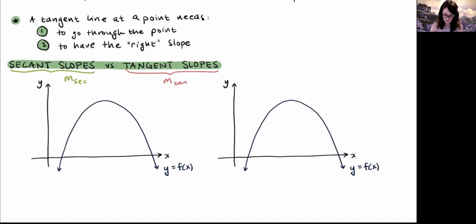Okay, so on the graph on the left, if we wanted to find the slope of the secant line, for example, could be any 2 points, but let's just choose 2 points here. Of course, that's going to look like this. Right, this is a secant line.